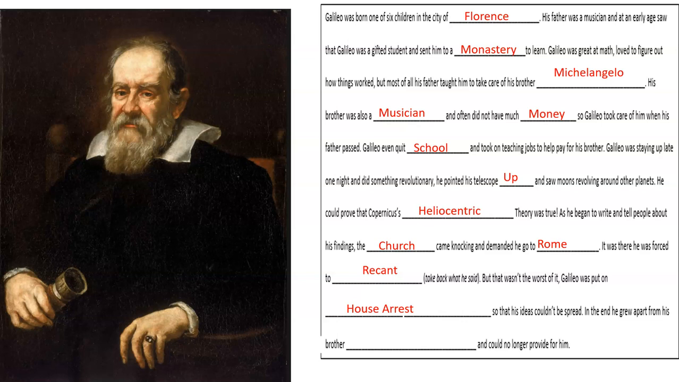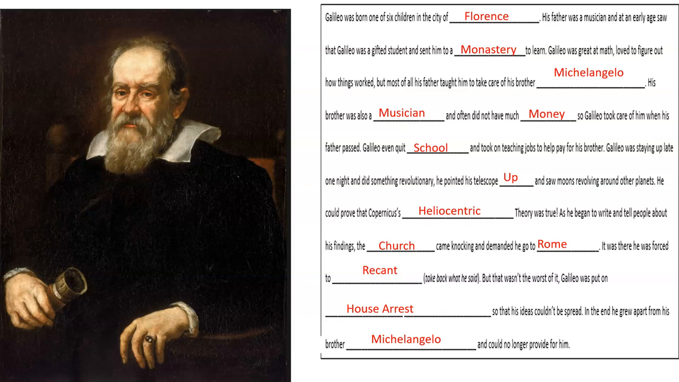But what ends up worse, the house arrest, it really, really bothered him. It's why in that painting his eyes just look like a sad, defeated man. It's because in house arrest, he couldn't take care of his brother anymore. He could barely take care of himself. And so that promise that he made at the end of his father's life, the promise to take care of his brother, he could no longer provide for him.